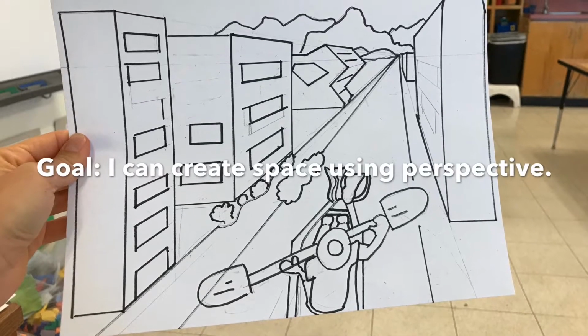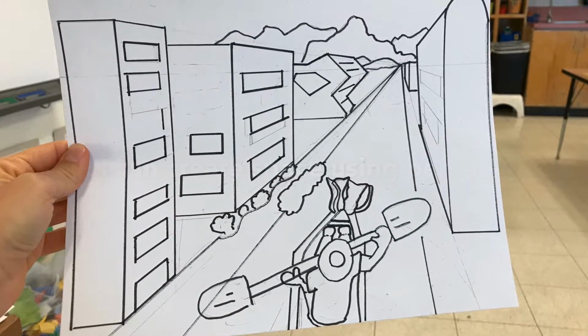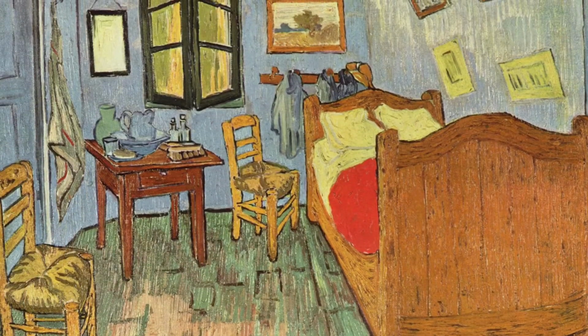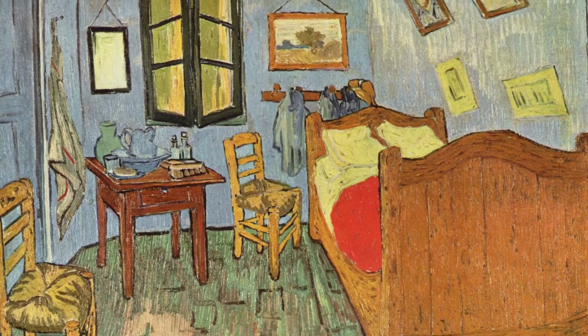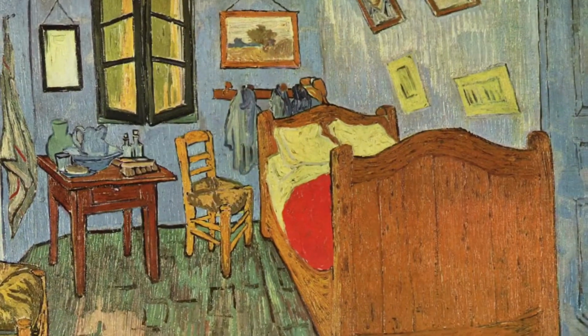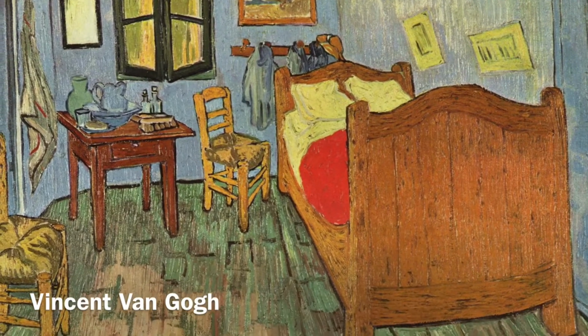Hello! We are back and ready to explore some space using perspective. Check out these paintings by Vincent van Gogh and try to find the vanishing point. That is how he created space in this painting.